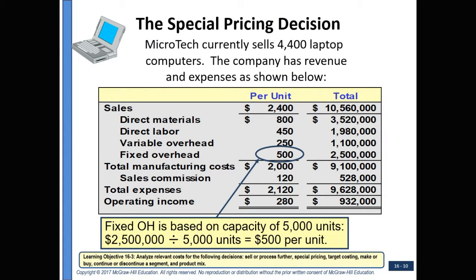So let's look at Microtech Company, which sells 4,400 laptop computers. The company has revenues and expenses as shown. Each laptop sells for $2,400. Total manufacturing costs per unit equal $2,000. Operating income is $280 per laptop. Fixed overhead is based on a capacity of 5,000 units. So 2.5 million divided by 5,000 units is a $500 per unit allocation.